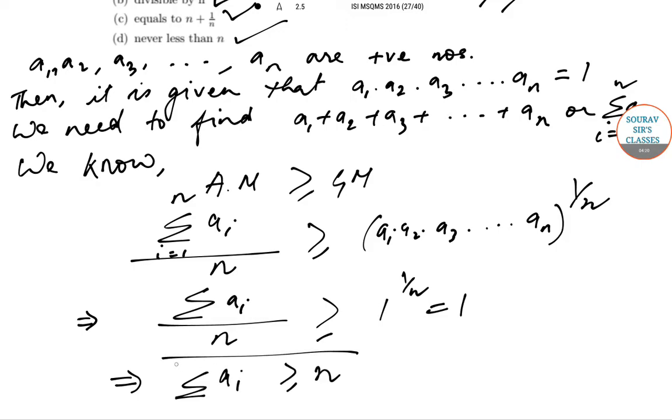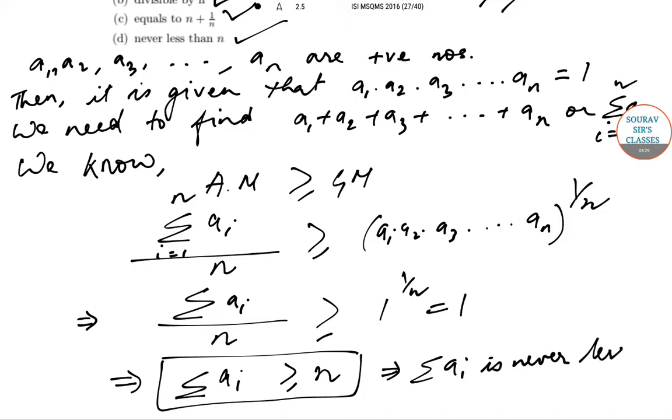So we can say that the summation of ai is never less than n, which is the option D.